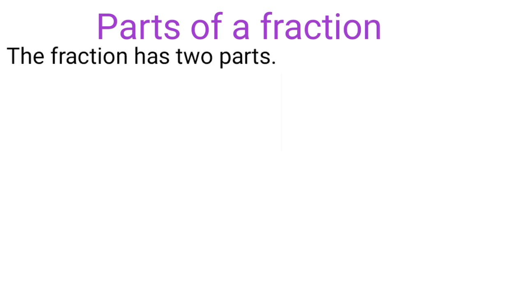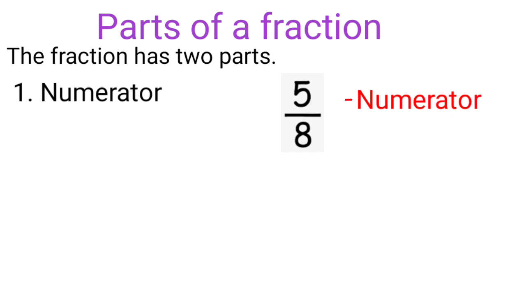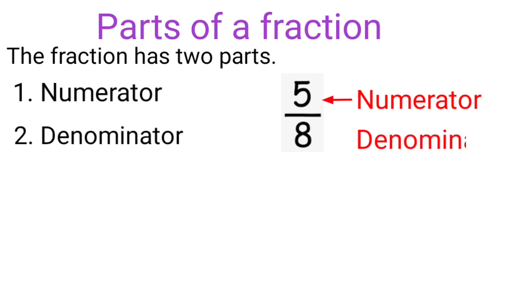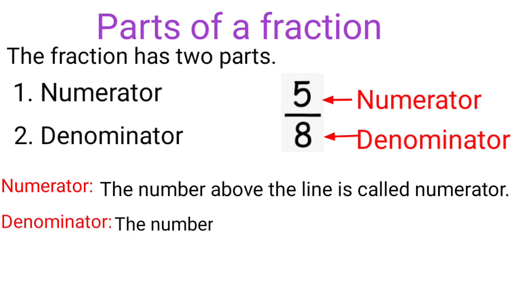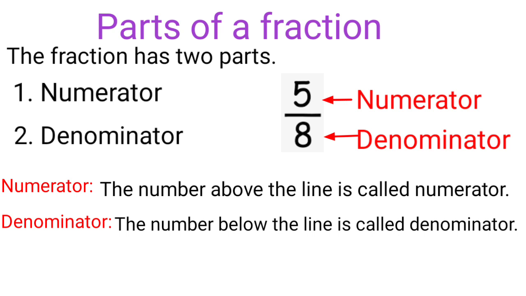Next, we will consider the parts of a fraction. Actually, a fraction has two parts. The first one is the numerator and the second one is the denominator. Here is the question, what is a numerator? The number above the line is called the numerator and the number below the line is called the denominator. Here is 5 by 8. The number above the line is 5, so 5 is the numerator, and the number below the line is 8, and 8 is the denominator.